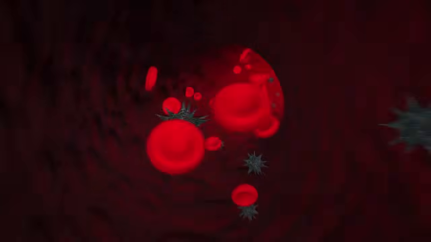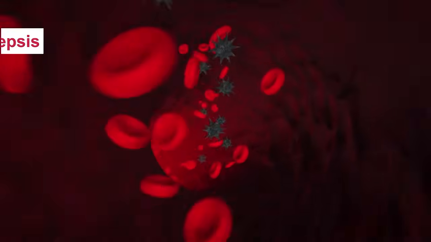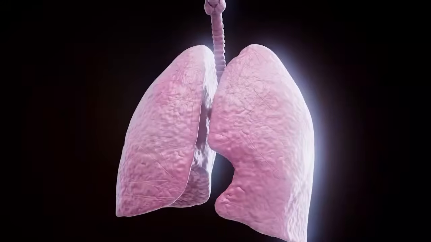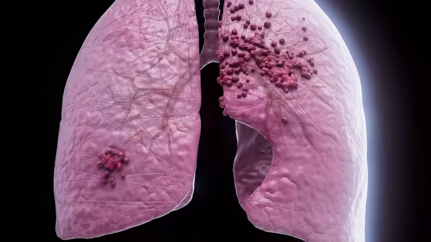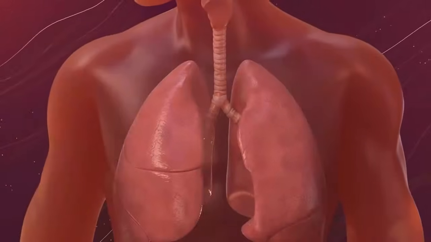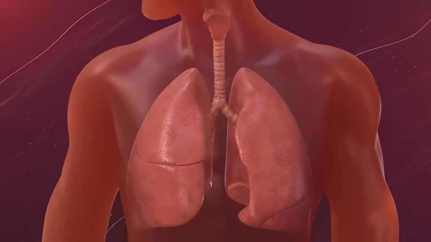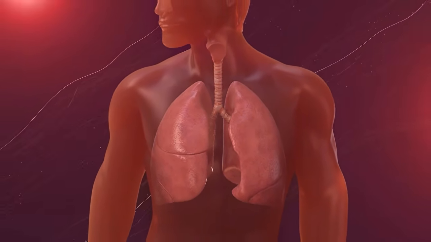If pneumonia becomes severe, the infection may enter the bloodstream, leading to sepsis, a life-threatening condition that can cause shock, organ failure, or death. Fluid may accumulate around the lungs, known as pleural effusion, or pockets of pus can form, known as lung abscesses. In extreme cases, the lungs may fail completely, and the person may require mechanical ventilation in an intensive care unit. How pneumonia is diagnosed.